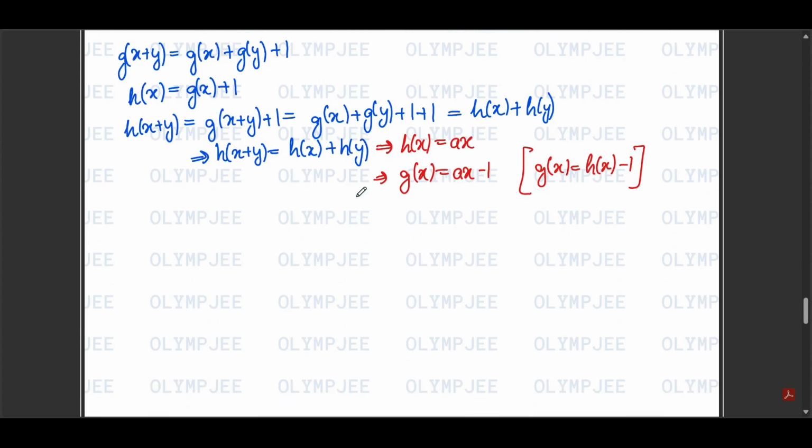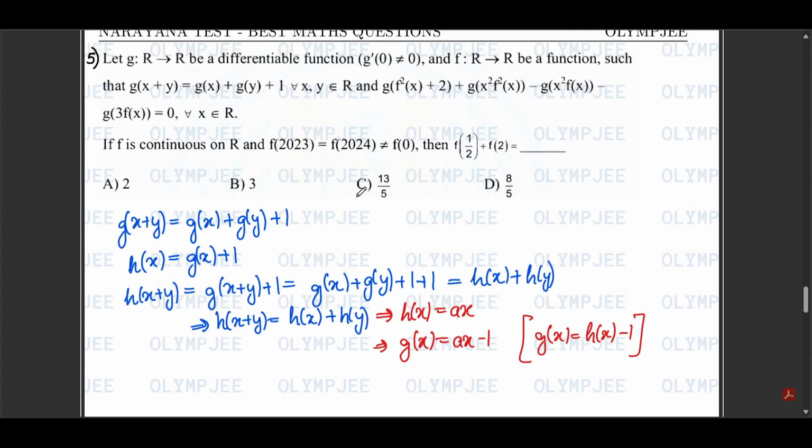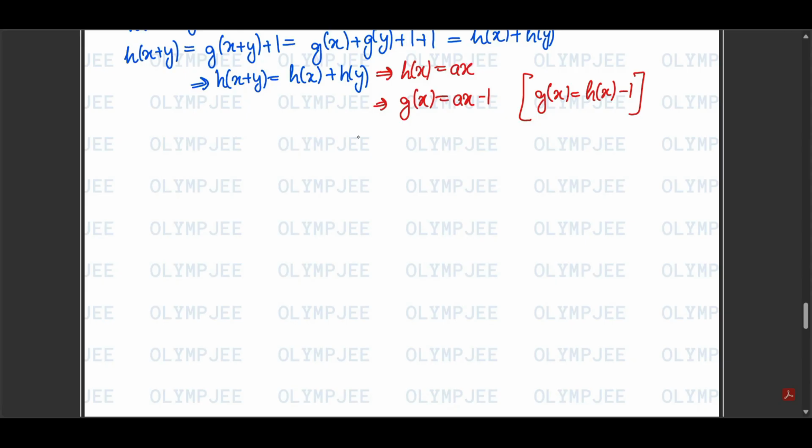And we are also given that g'(0) is not equal to 0. So g'(x) will be equal to a, and g'(0) will also be equal to a, because this is a constant. And this is not equal to 0, so a is not equal to 0. This will be used later.